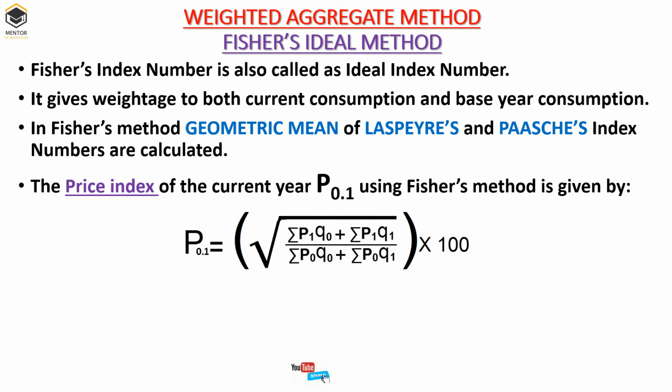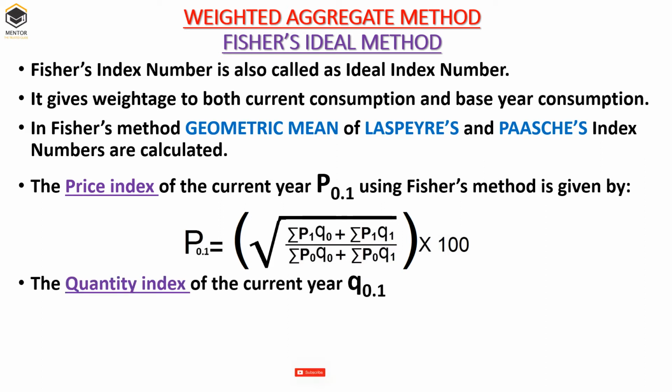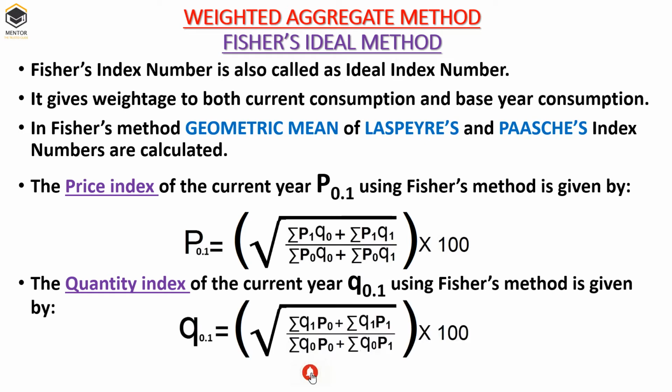Next, the quantity index of the current year Q01 using Fisher's method is given as Q01 is equal to the square root of summation Q1 P0 plus summation Q1 P1, whole divided by summation Q0 P0 plus summation Q0 P1, into 100. So these are the formulas of our Fisher's ideal method for the price index as well as the quantity index.